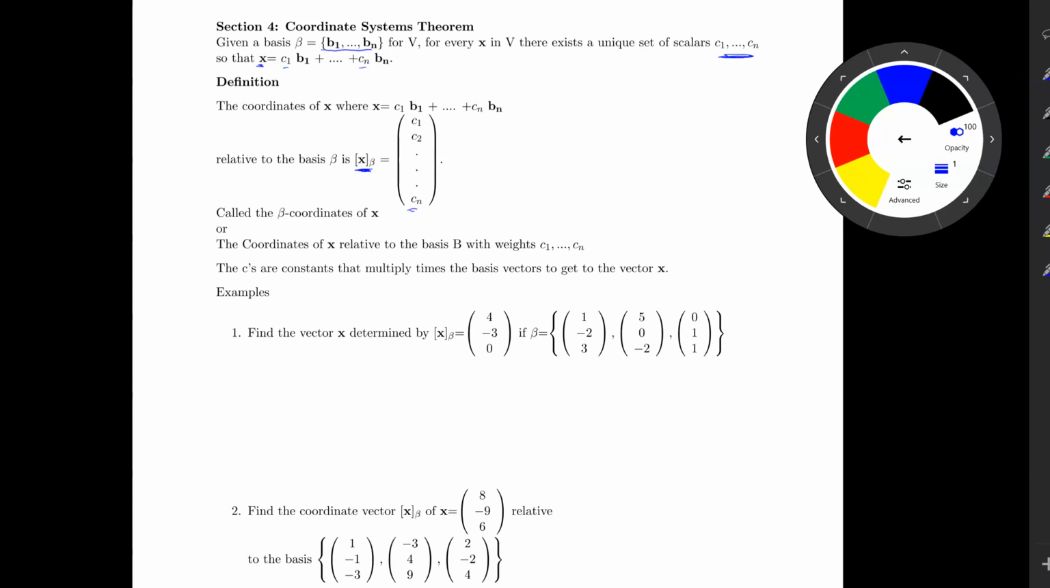So what that means is these are the numbers c's that go in front of your basis vectors to get to the vector x. So you write it like x and then put a little beta as a subscript, and then in that column vector are the numbers c's. All right, so here they're telling us that the vector x is defined by, and has this as its beta coordinates vector. So this is telling us what the c's are.